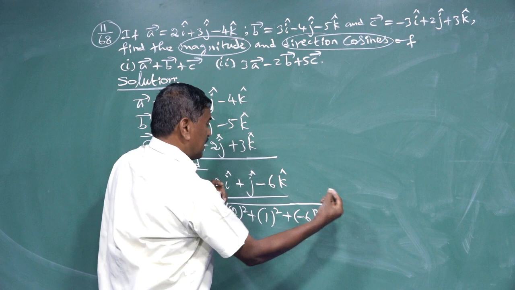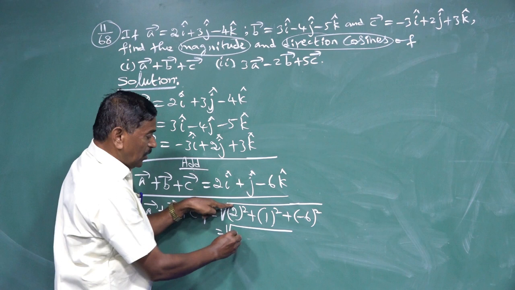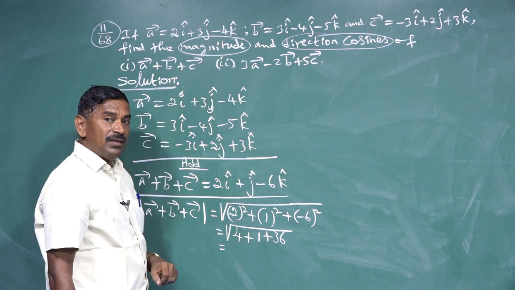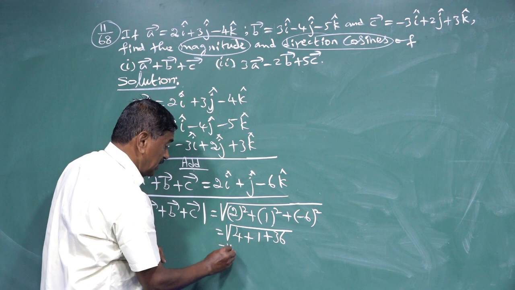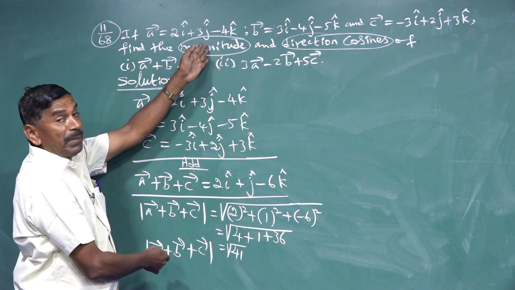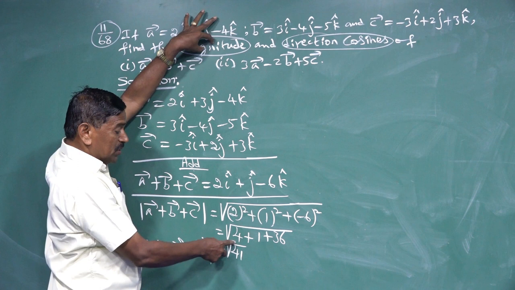Now, yourself. Which is equal to square root of 2 square, 4, plus 1 square, 1, plus 36, because a square is always positive. Now, what is your addition? Root 41, because 36 plus 4 is 40, 40 plus 1 is 41. So the square root of 41. The left hand side is the modulus of A vector plus B vector plus C vector. Modulus means magnitude. So the magnitude of A vector plus B vector plus C vector is equal to square root of 41. Yes, correct answer.